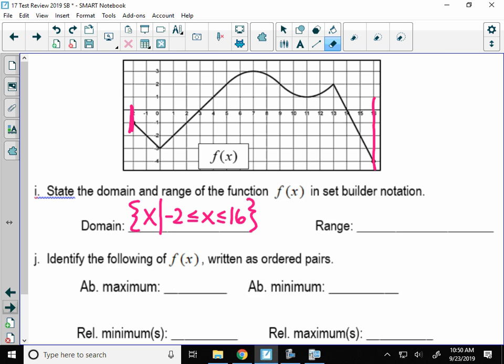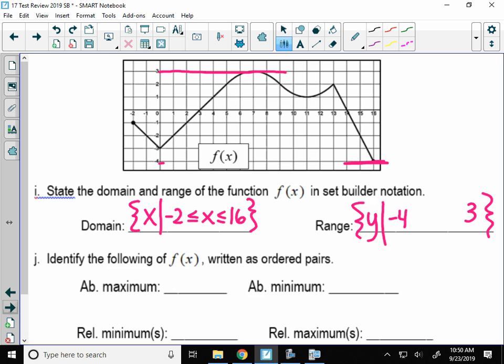My range is going to be done in a similar fashion. I still have my curly brackets, the letter y, such that I want all the y's. The lowest y value is here at negative 4. The highest y value is up here at 3. The letter y goes in the middle, and again, there are closed dots, so I have less than or equal to.